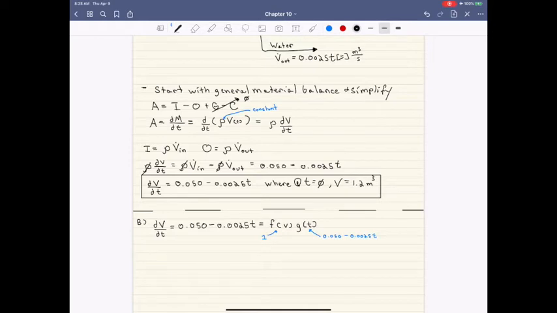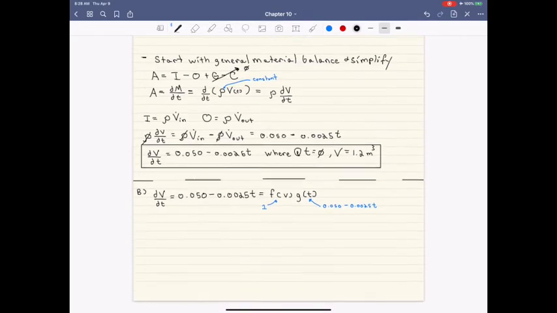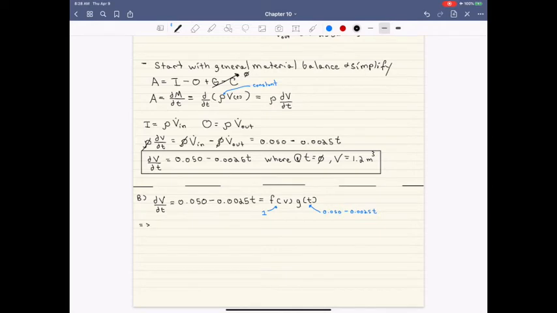Now that we have identified what our f of V and our g of t are, let's move all the V stuff to the left-hand side and all the t stuff to the right-hand side. And so on the left-hand side, we're just going to have dV over 1, which is just dV. And on the right-hand side, we're going to put in parentheses this part, and then outside the parentheses, I'm going to put the dt. Okay? Once we have it in this form, to solve it, let's just integrate.